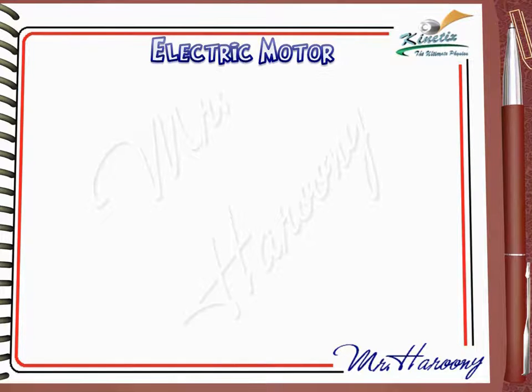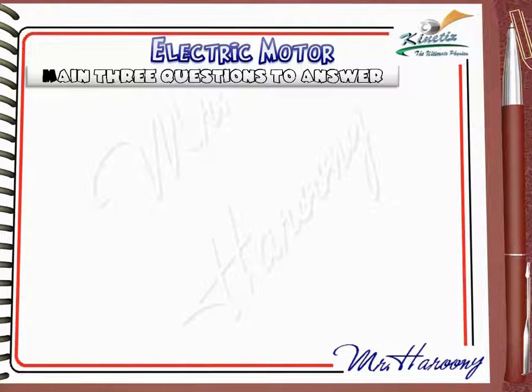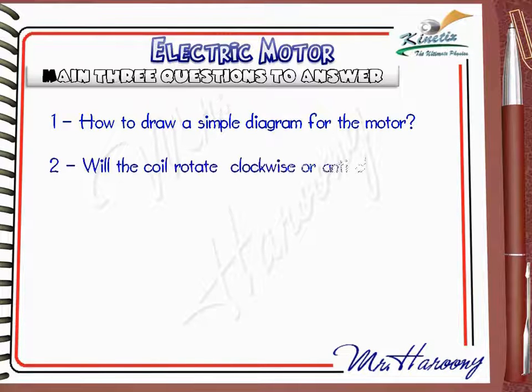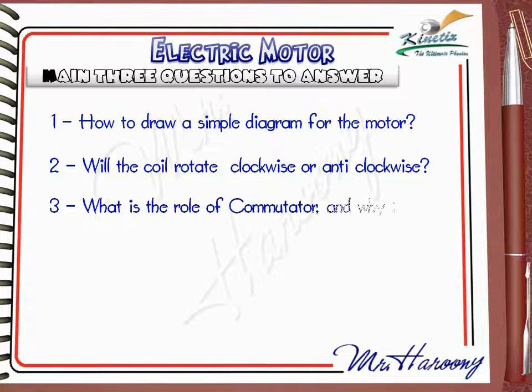According to our syllabus, you need the answer to 3 questions about the electric motor. The first question: how can we draw a simple labeled diagram of a simple DC motor? The second question: how can we decide if the coil will rotate in a clockwise or anti-clockwise direction? And the third question: what is the role of the commutator, and why do we need to reverse the current each half cycle? The answers to these 3 questions are exactly what we need to know about the electric motor.